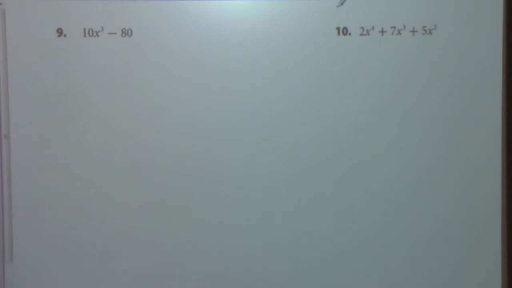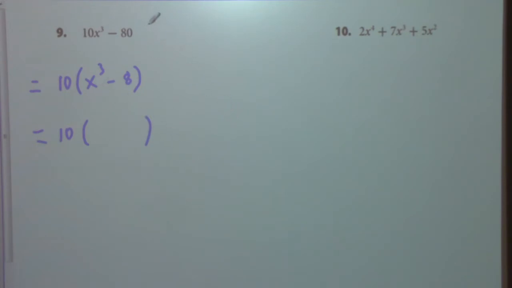Okay, so I got a greatest common factor of 10. So 10, and then I put parentheses x to the power of 3 minus 8. Good. And next? Yeah, x. One is going to be a plus and one is going to be a minus. It's x minus.